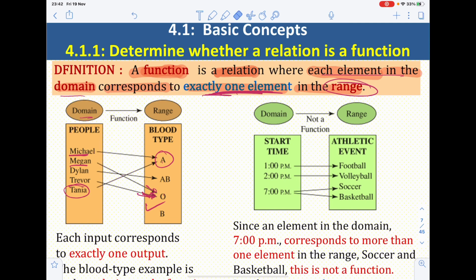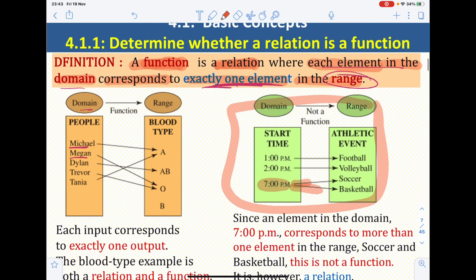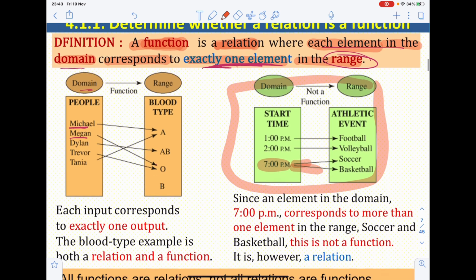So also here in this relation, okay, this relation, we can see that this is not a function because this element has two arrows, and this is not correct. It should only have one arrow, okay? So that's why this relation is not a function.